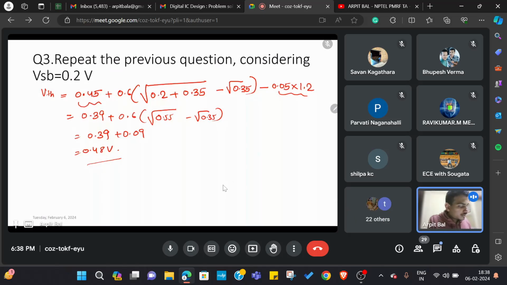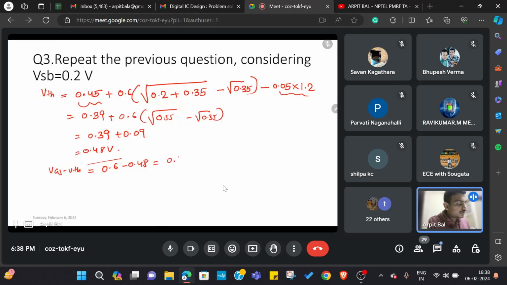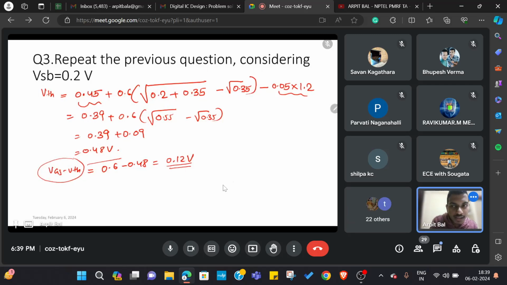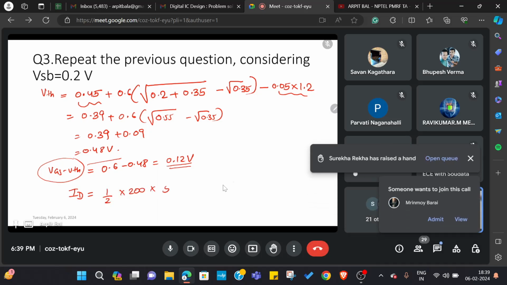Okay. Yeah, so we have VTH is equal to 0.48. We will calculate VGS minus VTH. That is 0.6 minus 0.48 is equal to 0.12 volt. And 0.12 volt means VGS minus VTH is still the minimum out of the three, that is VDS and VD sat N, right? So it is again going to be in saturation. So 200 into 5 by 2.